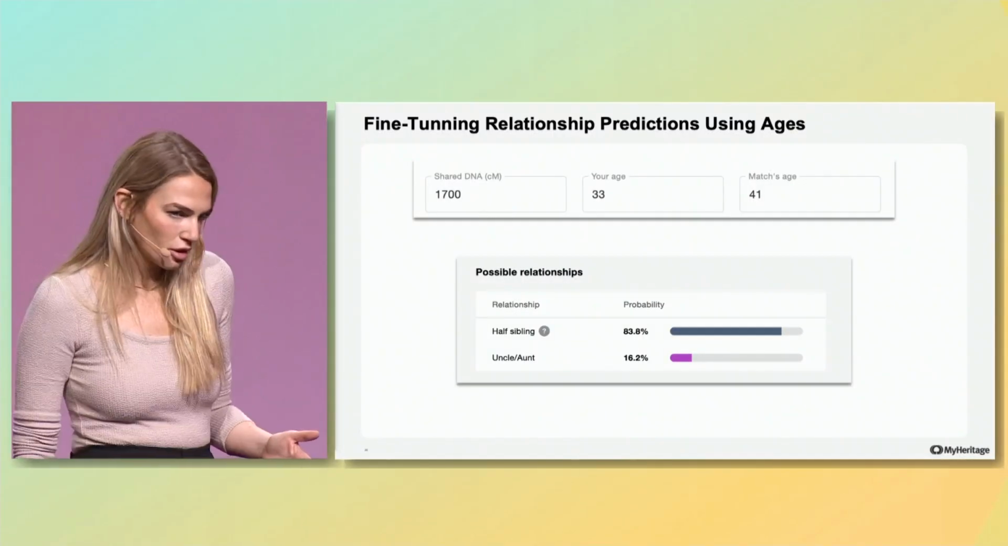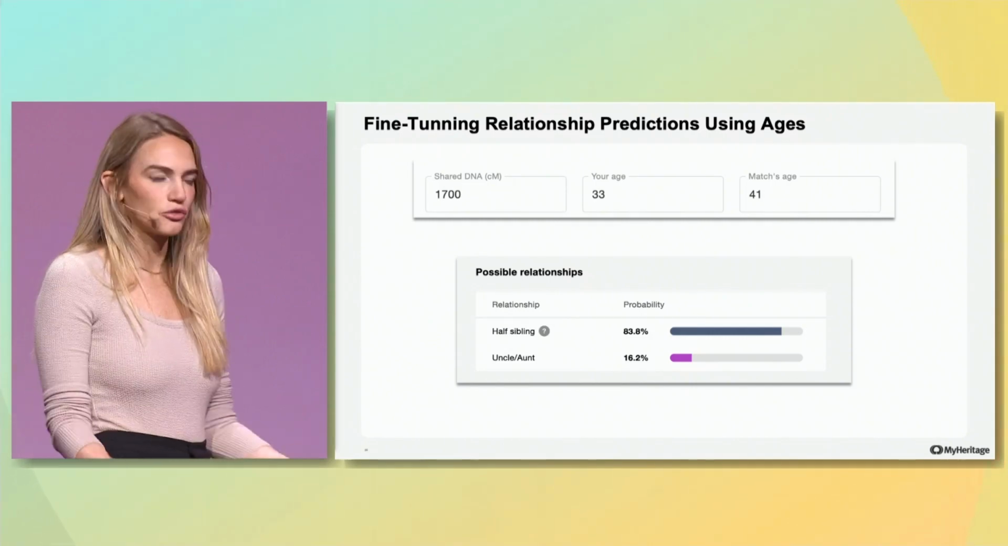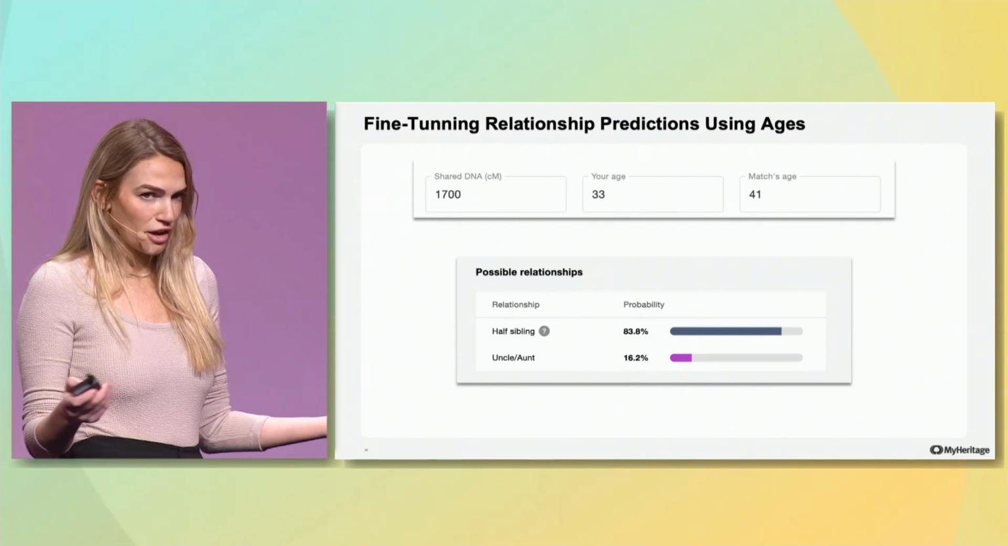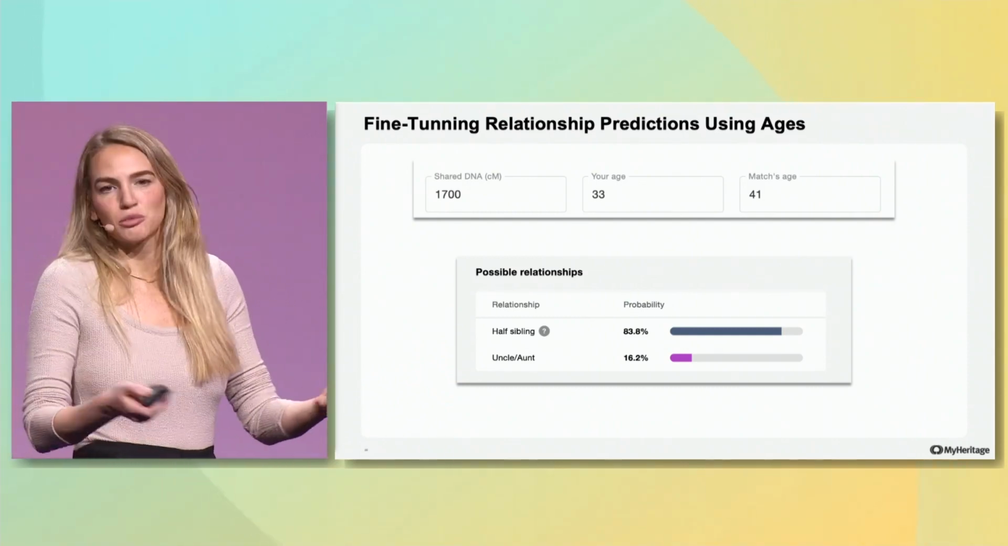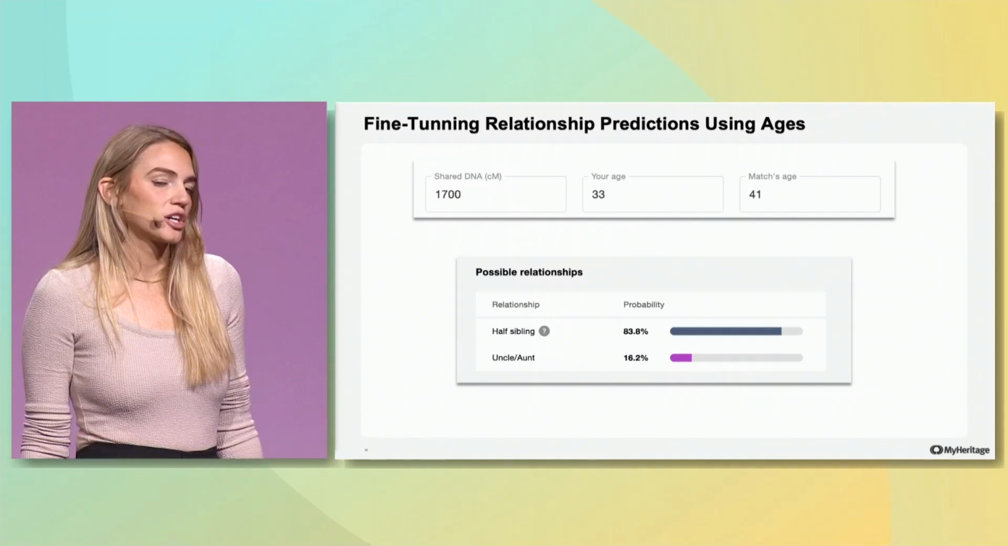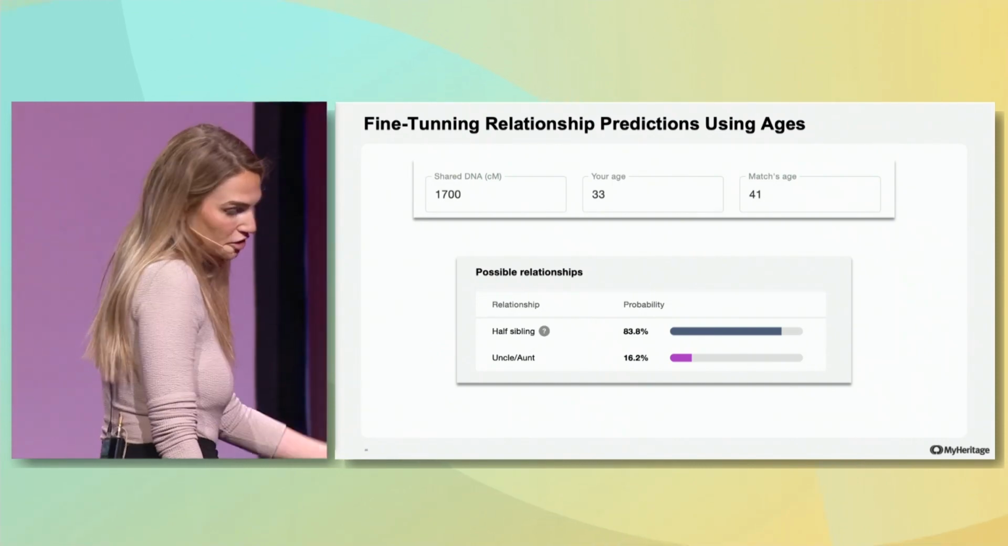So we saw the DNA, we saw the ages, and let's see how we can refine and pinpoint a specific relationship. This is an example. For 25%, we saw there were 5 or 6 options. For example, 1,700 centimorgans of shared DNA is roughly the amount for any type of this relationship. But all of us know our age, and in most cases, we will also know the match's age. It's usually also provided to us.